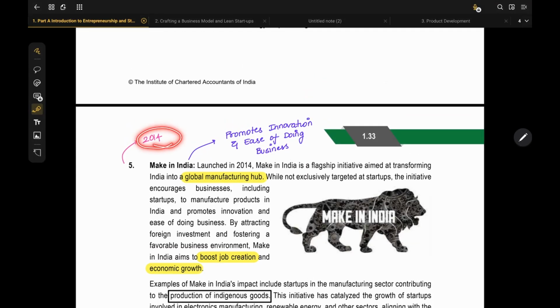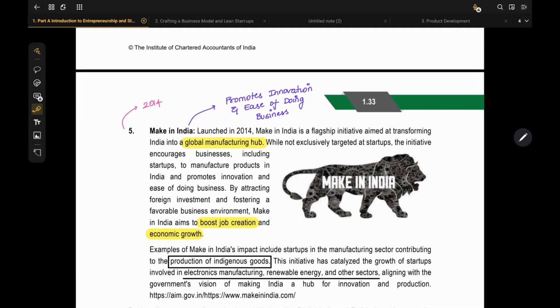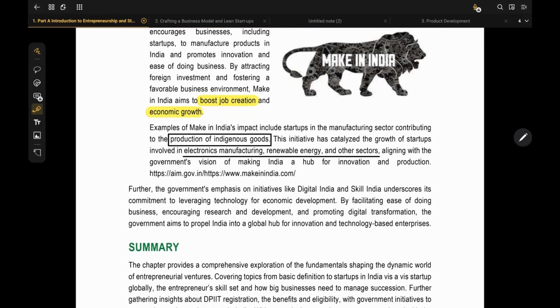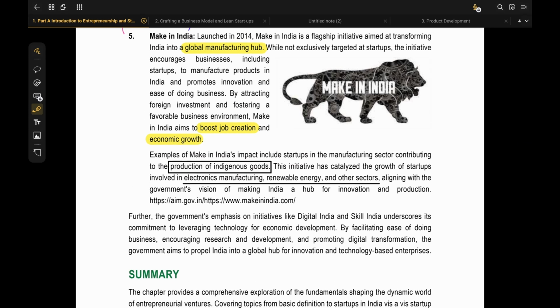Make in India, 2014 was the start year. It is promoting innovation and ease of doing business. Same things. And it is for transforming India into a global manufacturing hub. It will create jobs, and it will help economic growth also. Okay, Make in India's impact, including making startups in the production of indigenous goods. If startups come under Make in India, they have to do everything within India itself.